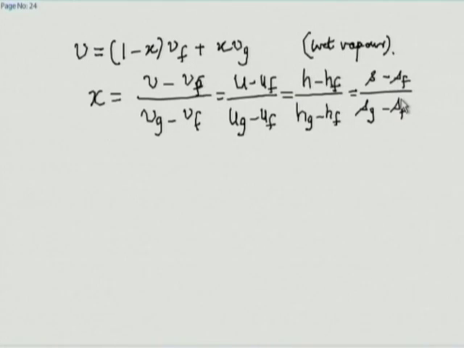And now you notice that it is here that these properties Vg minus Vf, Ug minus Uf, Hg minus Hf and Sg minus Sf, the differences between the g properties and f properties, turn up, and the authors of the steam tables have decided to tabulate at least Hg minus Hf and Sg minus Sf as Hfg and Sfg respectively. These are in our steam tables, not all steam tables may have it.